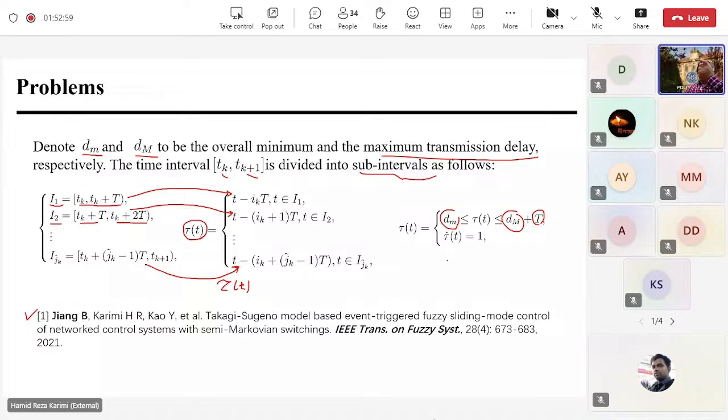For all of these delays, they satisfy the condition that they are always bounded, and the derivative is at most 1. If you need, you can find more details in this publication.